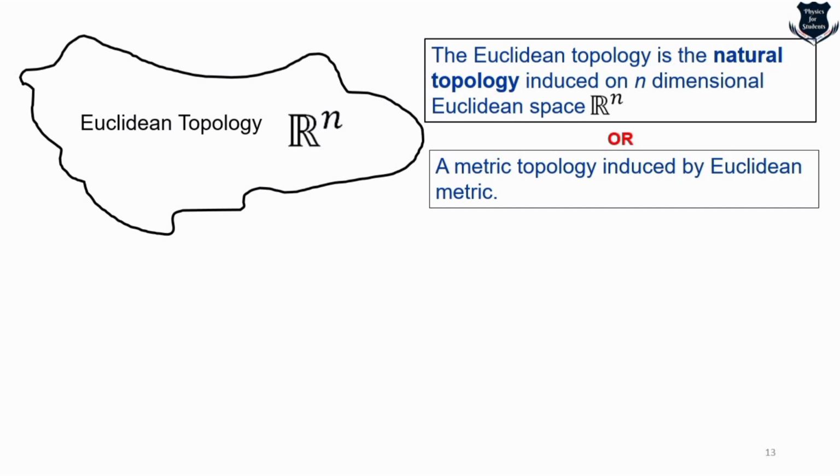The first definition says the Euclidean topology is the natural topology induced on n-dimensional Euclidean space, which is Rn. When I use the term induced, I will come to explain later what it means, which is coming after or as a result, but this is important. Or we can say a metric topology induced by the Euclidean metric, right? So these are the two definitions.